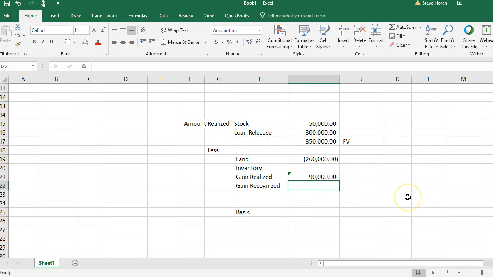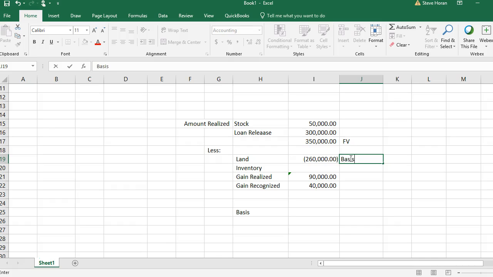The question then becomes, what's recognized? What's recognized is the loan release of 300 minus the basis of the land at 260. So this is my basis. So there's a gain to recognize. That's a taxable event now, of 40,000. Taxable of 40,000. That's the key.